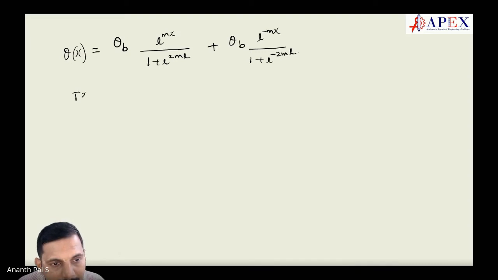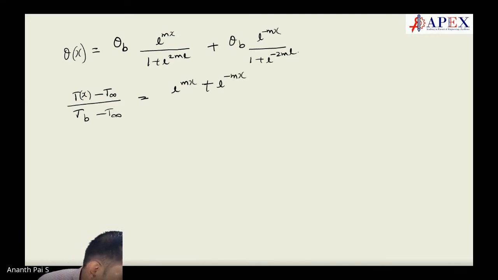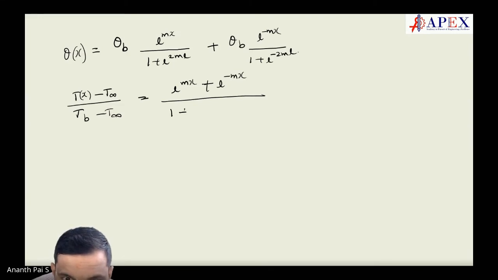Now this can be t of x minus t infinity divided by t of base minus t infinity, which is equal to e power mx. This is minus, is there? No, right? It is correct. E power minus mx. E power mx plus e power minus mx divided by 1 plus e power 2 ml and 1.